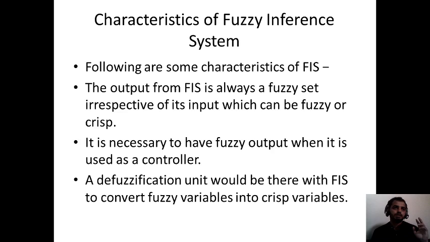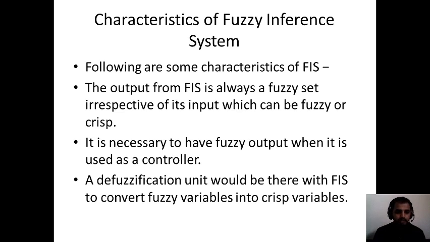Okay, now the second one: it is necessary to have fuzzy output when it is used as a controller. What do you mean by this? When it is used as a controller to make a decision, you should always have a fuzzy value but not a crisp value. Crisp values will differ, whereas a fuzzy value is between 0 and 1. So if it is a controller, it is necessary to have a fuzzy output.